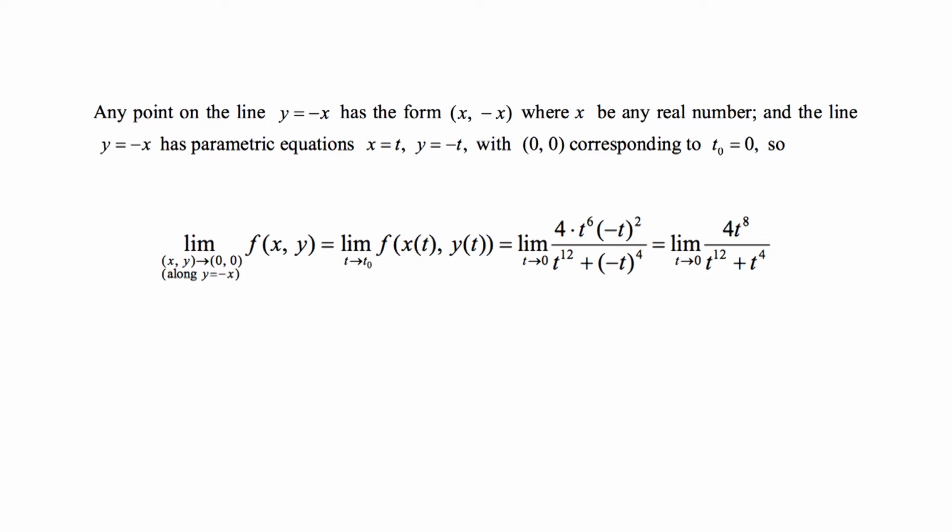is equal to the limit as t approaches t₀ of f(x(t), y(t)), which is equal to the limit as t approaches 0 of 4·t⁶·(-t)² divided by t¹² plus (-t)⁴, which is equal to the limit as t tends to 0 of 4t⁸ by t¹² plus t⁴, which is equal to the limit as t tends to 0 of 4t⁴ divided by t⁸ plus 1, which is equal to 4 times the limit as t tends to 0 of t⁴ by the limit as t tends to 0 of t⁸ plus 1, which is equal to 0 by 0 plus 1, which is equal to 0.